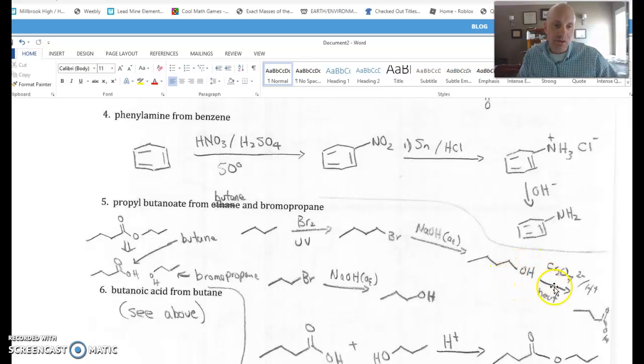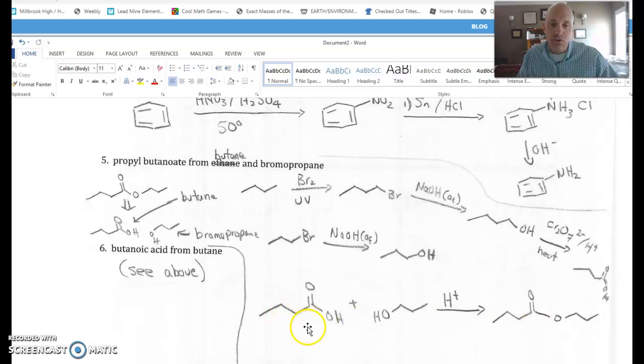And then we could oxidize that up. If you treat it with enough of this, it won't just stop at the aldehyde, it'll go all the way to the carboxylic acid. So we have that carboxylic acid. We could make the required alcohol from bromopropane. We just displace this with the alcohol. So now we've got this chemical right here, and we can react them together to get this.